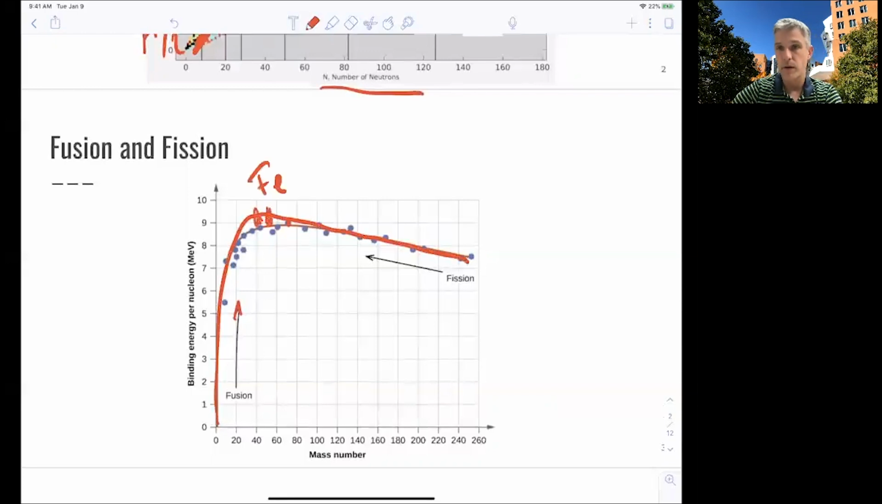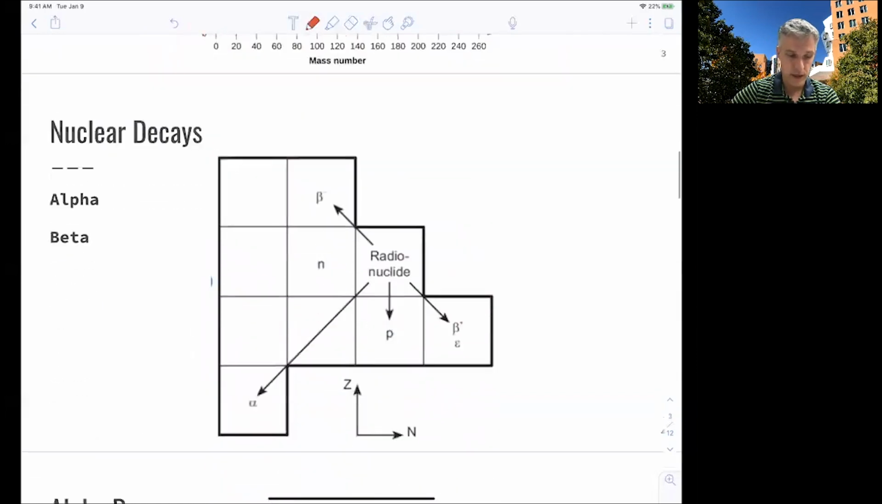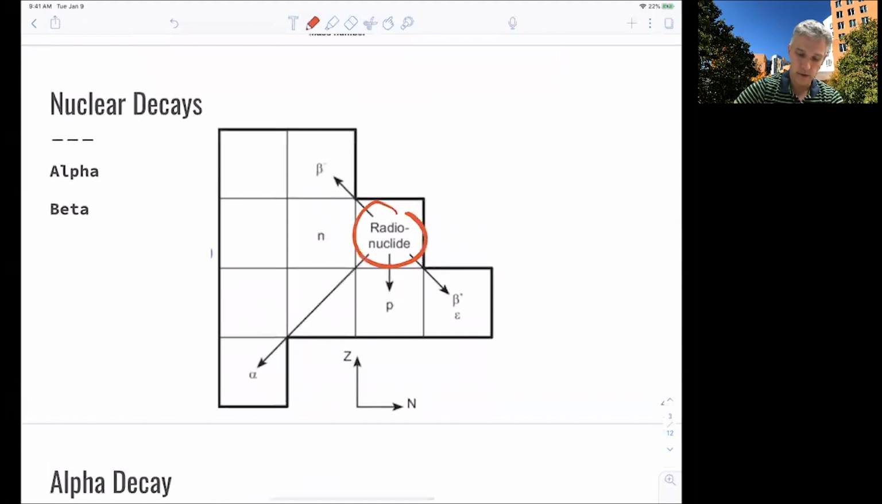Okay, so it's energetically favorable for some unstable nuclei to just break apart in so-called fission processes, and it's also energetically favorable to fuse together to create energy. And we'll talk about the applications of those processes later on. But for now, we want to just look at radioactive nuclides, which can decay in various ways.